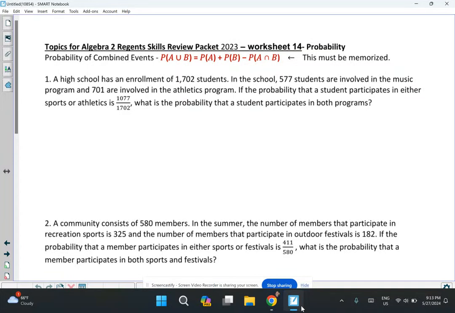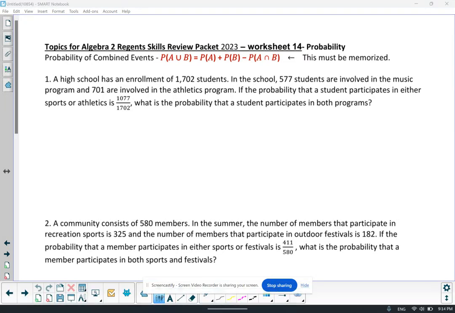In this video, I'm going to go over Topical Review Worksheet number 14 on probability. So the first skill that we're going to go on to is combining events and probability. And so if I'm looking for the probability of event A or event B, and this symbol over here means or. Let me just get a pen out.